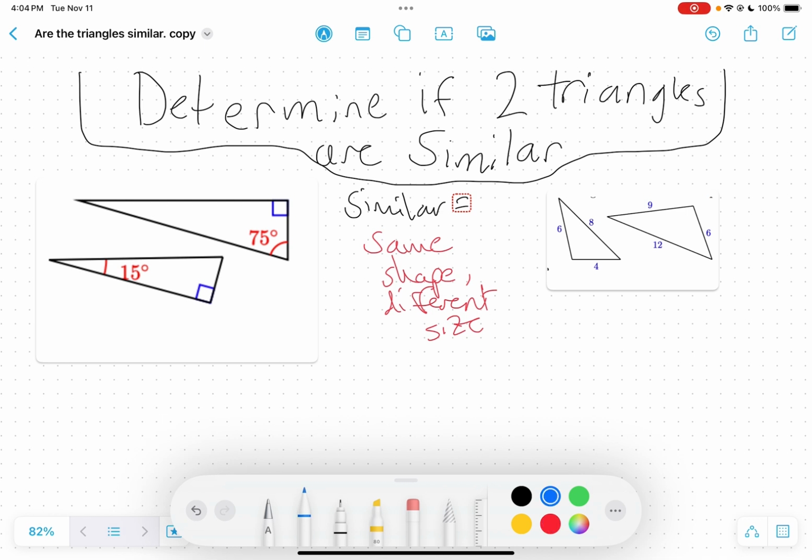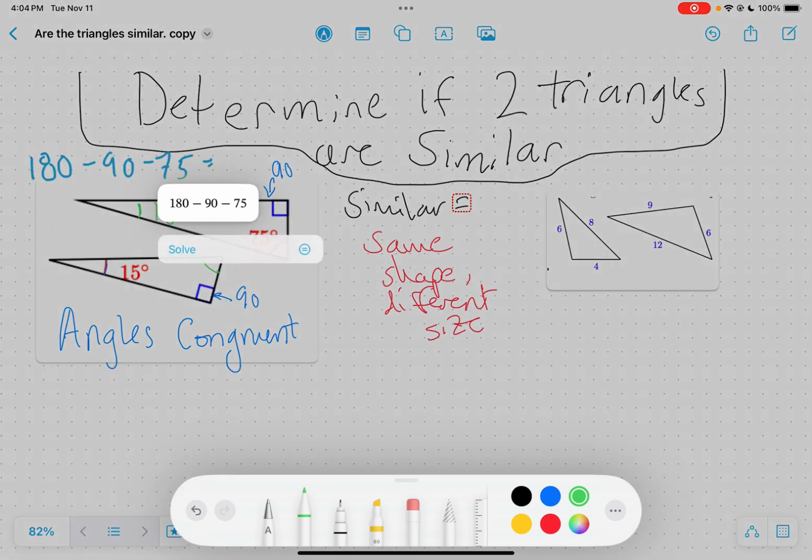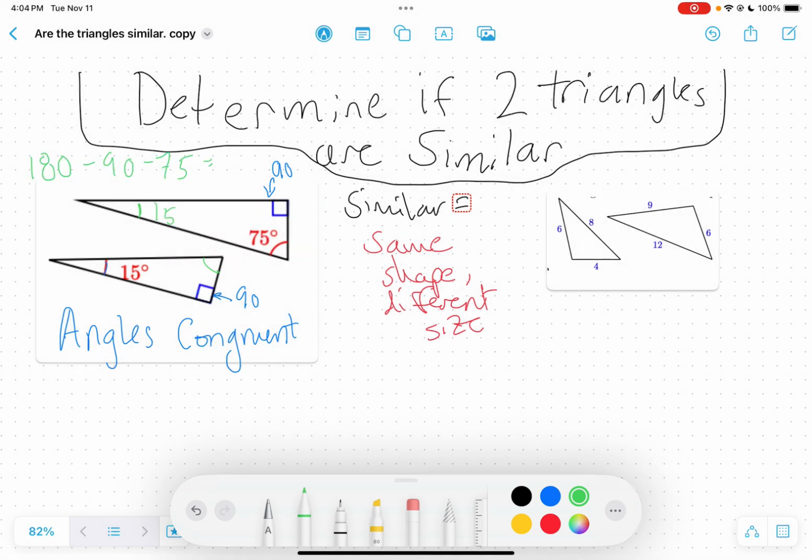The first way is checking if the angles are congruent. If I look at these two triangles, let's look at this first example. I see that this angle is 15 and this is 90, and this one is 90 and 70. Before I can check if these two triangles are similar, I need to find out what their missing angles are. I will start on this top triangle. I can do 180 minus 90 minus 75, and that leaves me with 15. Then if I do the same thing down here on this bottom triangle, I can do 180 minus 90 minus 15, and that leaves me with 75.